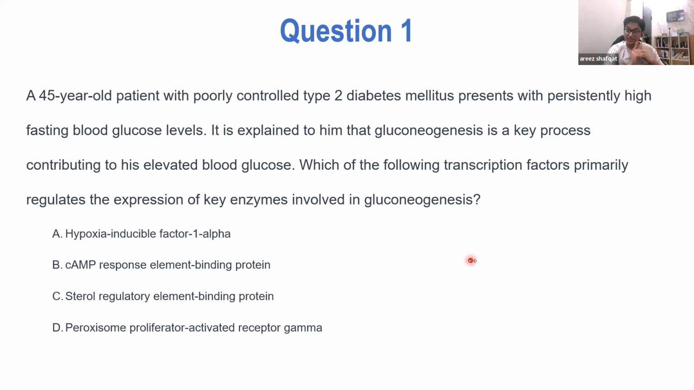B. Yes, B. Cyclic AMP response element binding protein. What's it activated by? Glucagon. Exactly, through protein kinase A, and it binds to CRE. Okay, that's good.